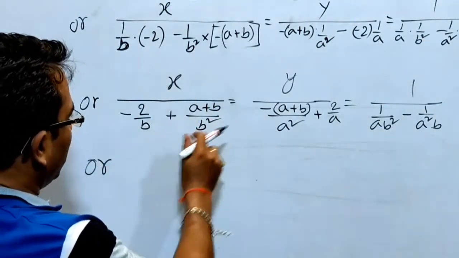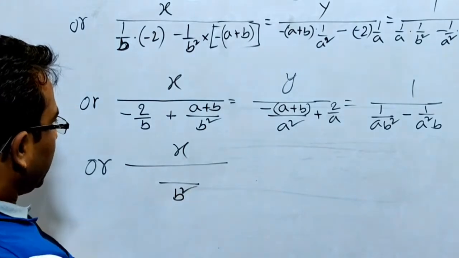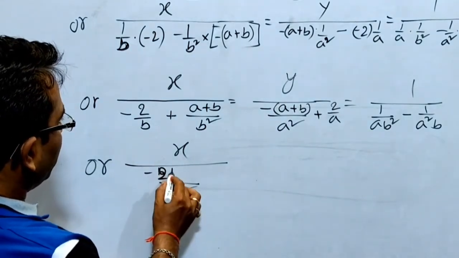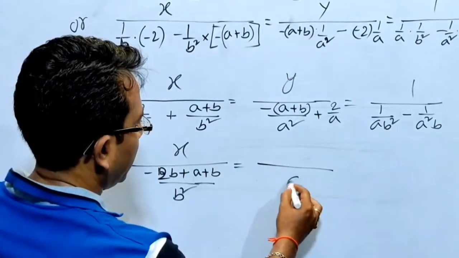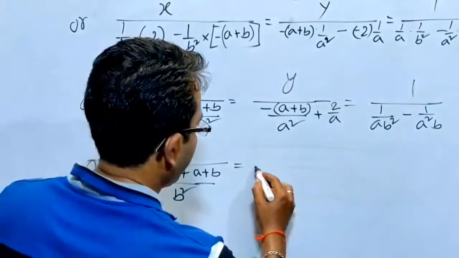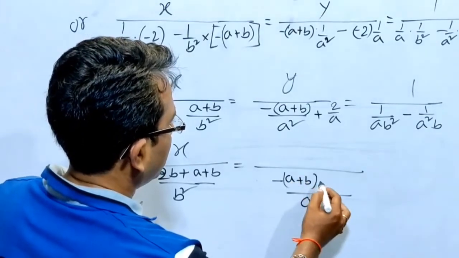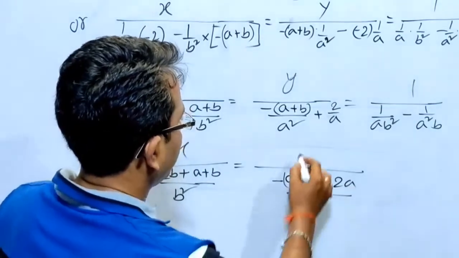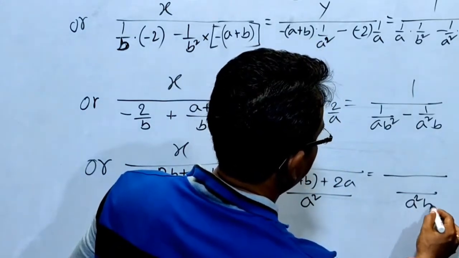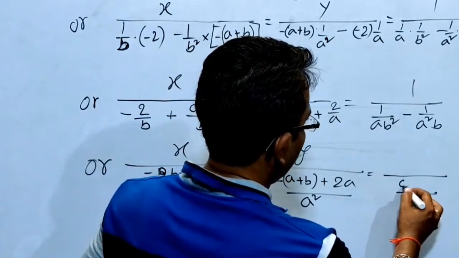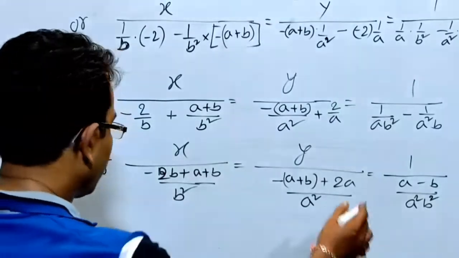Now I am going to calculate both of these. If I take b square as LCM, then it will be minus 2b plus a plus b, and a square as LCM, minus a plus b plus 2a. LCM is a square b square, then it will be a minus b by a square b square.